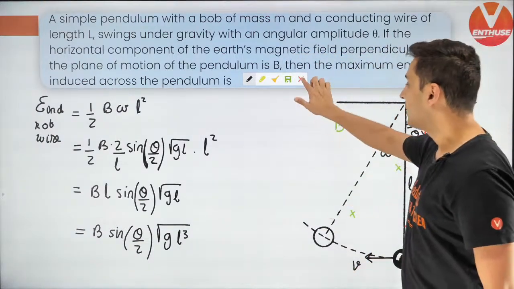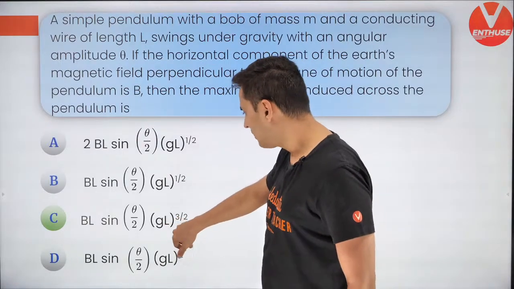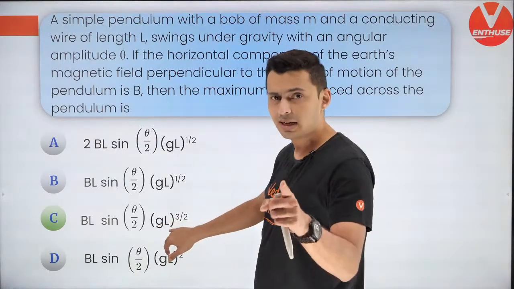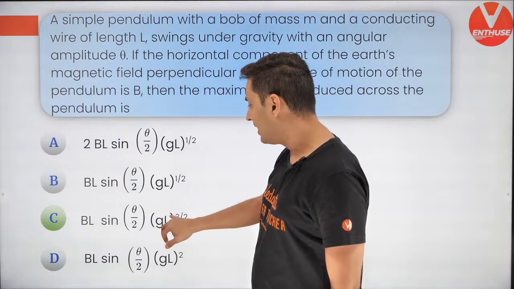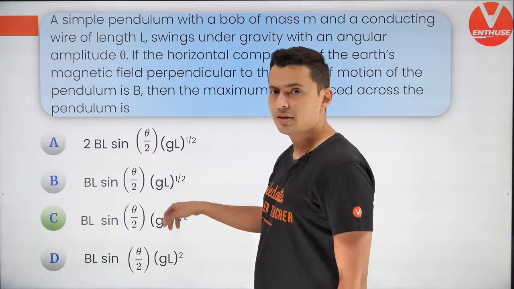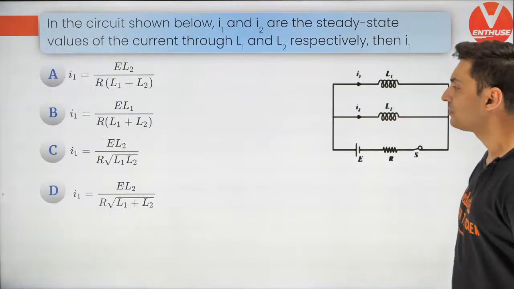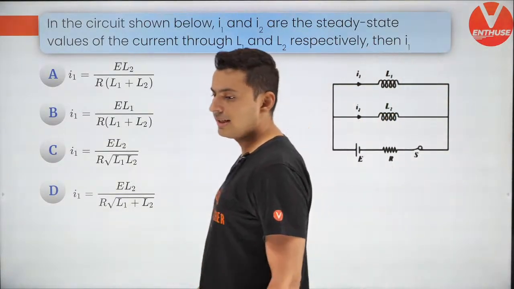Okay, so that's the answer. And yes, there you go. I think this 3 by 2 should not be there for the entire thing. It should be only there for L. That's a mistake in printing. That was actually G root should be there and L raised to 3 by 2. So just correct that. Otherwise everything else is fine. Okay, let's get going to the next one.